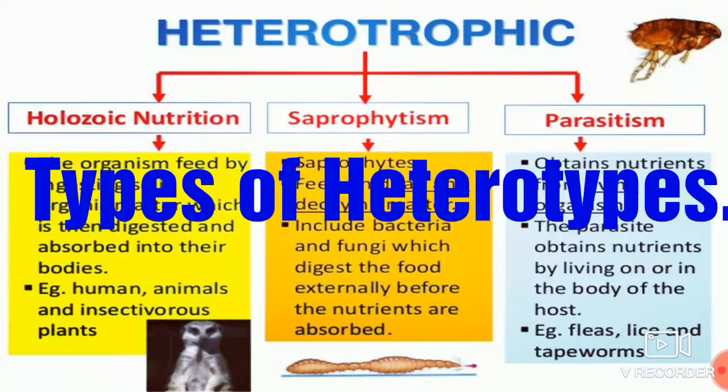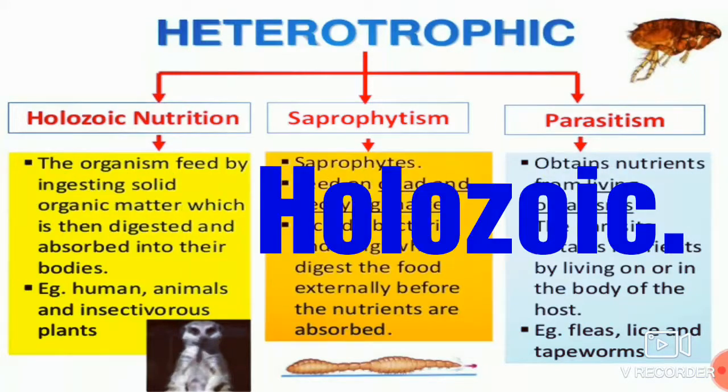So now let's talk about types of heterotrophic nutrition. First, holozoic. In this kind of nutrition, the organism eats the other organism and digests it. The examples of such nutrition are we humans and insectivorous plants.